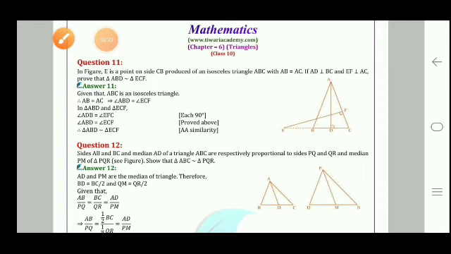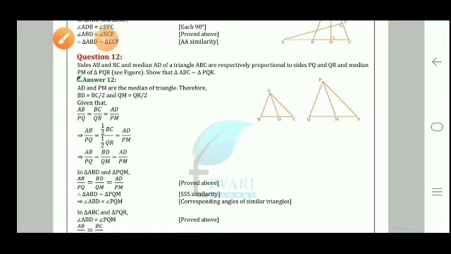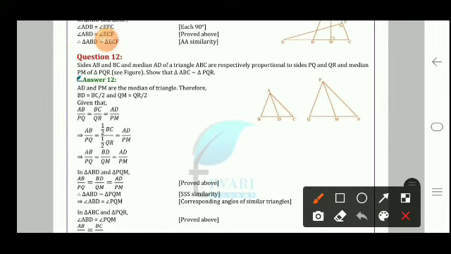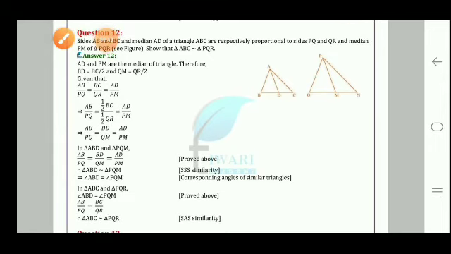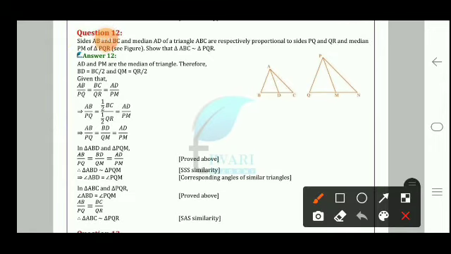Now then, in question number 12, what do we have? Side AB and AC of a triangle ABC and AD is the median of triangle ABC, respectively proportional to the sides PQ and QR and the median PM of triangle PQR. Show that triangle ABC is similar to triangle PQR. We have to show that triangle ABC is similar to triangle PQR.